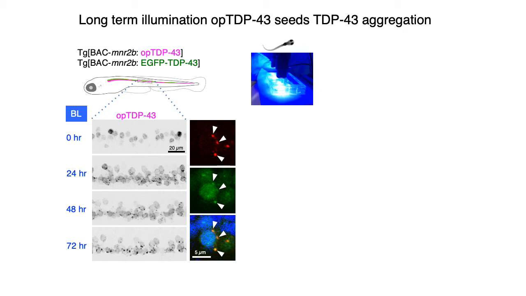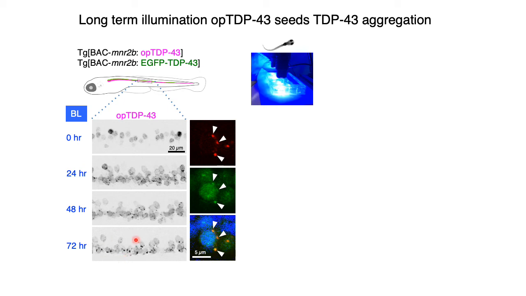So, why didn't we observe OP-TDP-43 aggregation in the motor neurons? So far, we used confocal laser illumination against agarose-embedded fish, and we restricted illumination duration to 3 to 4 hours to maintain fish viability. So then, to extend the illumination duration, we set up an arena where freely swimming fish can be illuminated by blue LED light. So using this system, we found that OP-TDP-43 formed cytoplasmic droplets, and these droplets developed into distinct cytoplasmic aggregates after 3 days of illumination.